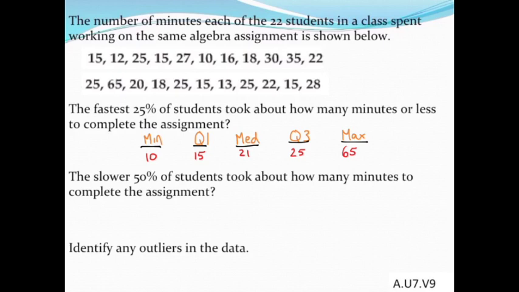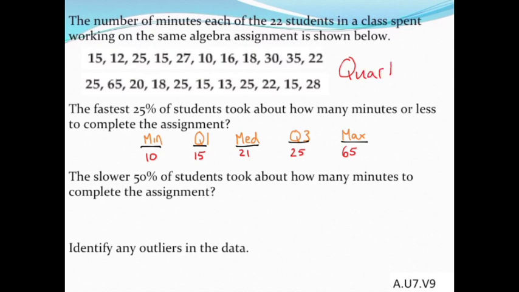Here we have a set of data which describes the number of minutes that 22 students spent on a math assignment in a class. We were asked some questions about this, and I can see right away I'm asked things about the fastest 25% or the slower 50%. Because we're asked questions like this, it's probably going to be important to find some information about our quartiles.